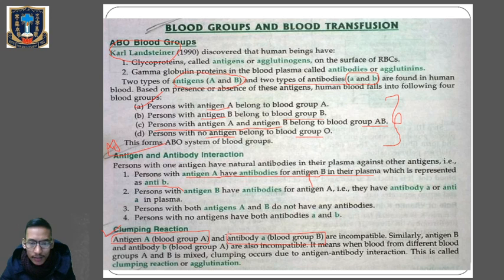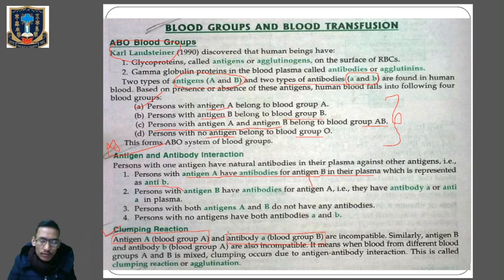And similarly, we can say that antigen B and antibody B are also incompatible. That means we cannot give blood group A to the recipient having blood group B, or give blood group B to the recipient having blood group A. In that case, the antigen and antibody reaction occurs, because blood from different blood groups A and B will be mixed and there will be antigen-antibody reactions and clumping, and this is called clumping reaction or agglutination, and this is very, very important.